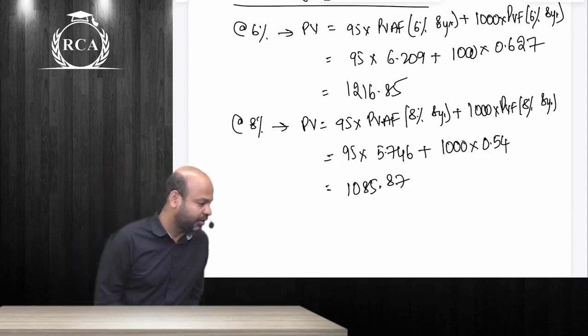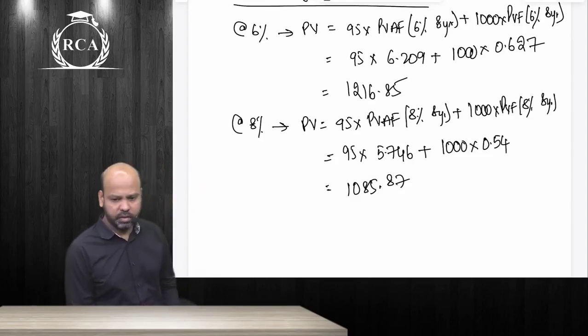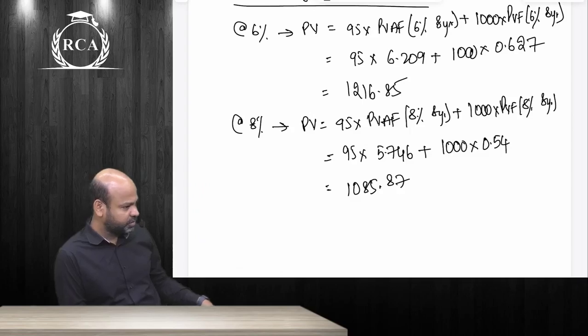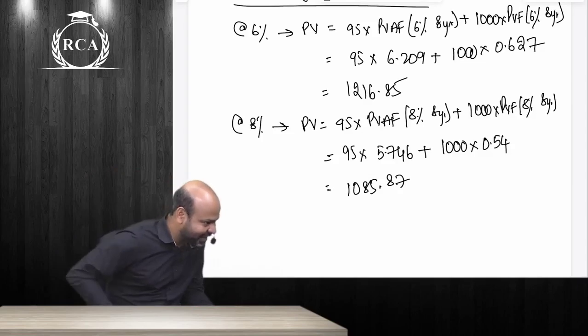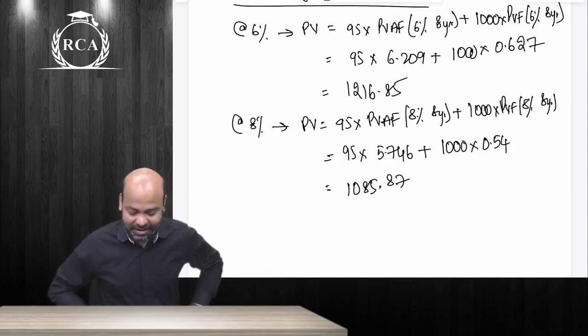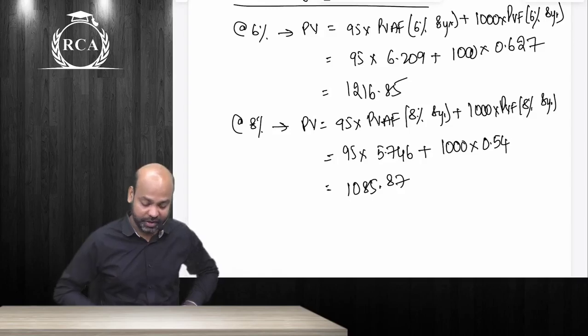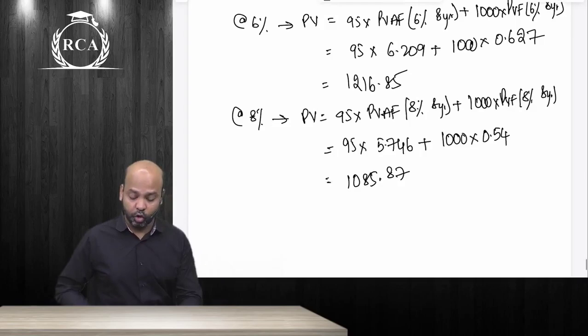You got the answer now? 7.391. You got the same present values now? Do you get the same present values or not? 1216.85. You did not write them. Same only, no? Right. You're still sleepy? At 6%, it is 1216.85. At 8%, it is 1085.87. After this, you will have to do it on a proportionate basis.